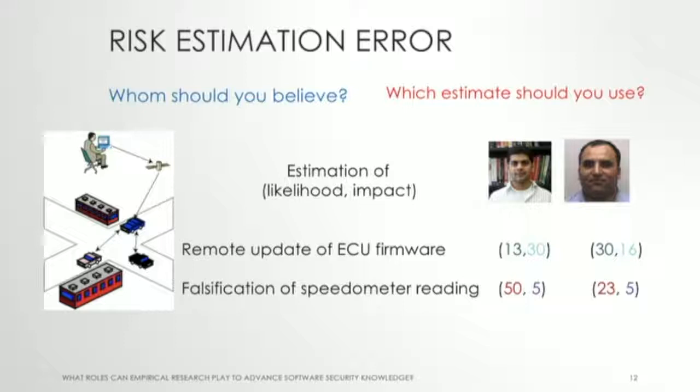So let's have two estimations, two threats. We're not going to use only one. The first one is remote update of ECU firmware, and here we have the likelihood and the impact. The likelihood says 13, I would say 30. How did we come up with these numbers? We said low, high, and very high. Then we make a scale: if it's low, then 0; if it's high, then 4. Because you have a set of factors, you compute these numbers by summation. We're going to see that. So we come up with different estimations, low and high likelihood. For the falsification of speedometer reading, we also come up with two different numbers, 50 and 23. Rohit says this is very high, and I would say this is medium.